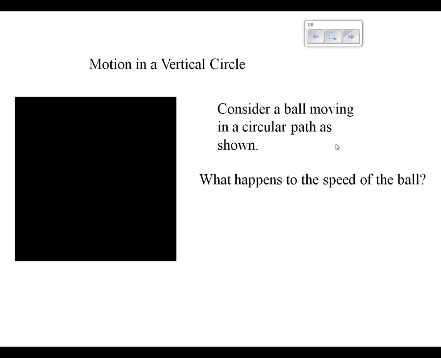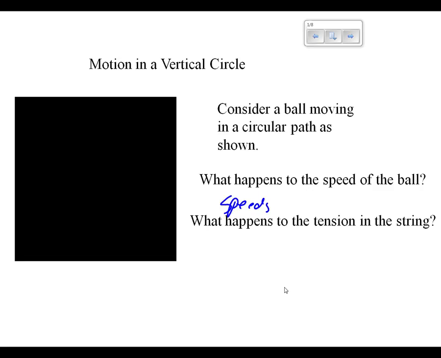We know that it increases. When is it traveling its fastest? At the bottom. It's traveling its fastest right at the bottom. What happens to the tension of the string? It increases at the bottom and decreases on the way up, right? Should I jot that in here? Speeds up on the way down, and lessens on the way up.